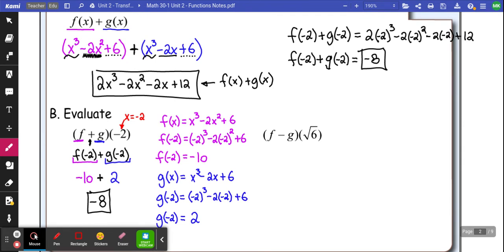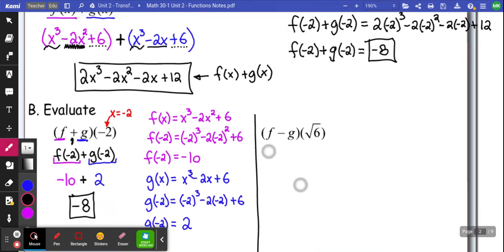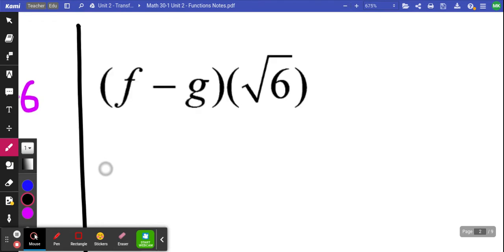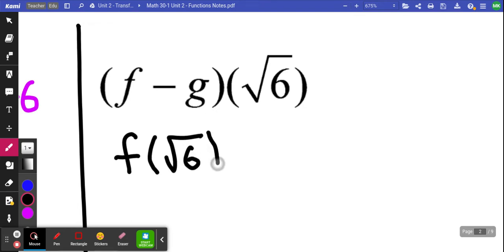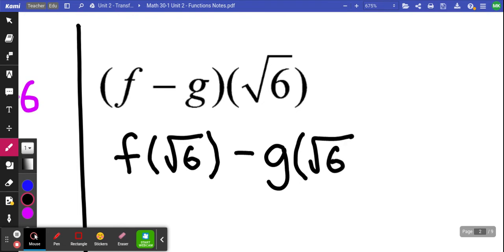How do we feel about that? A little bit harder, right? Okay, looking at this, f minus g of root 6. What's that actually asking you to do? Substitute x in for root 6. Yeah, they're asking you to change x to be root 6 in both equations and then subtract them. That's what it's asking you to do.